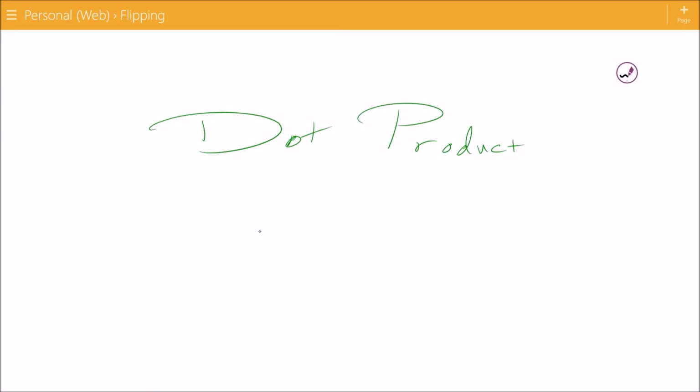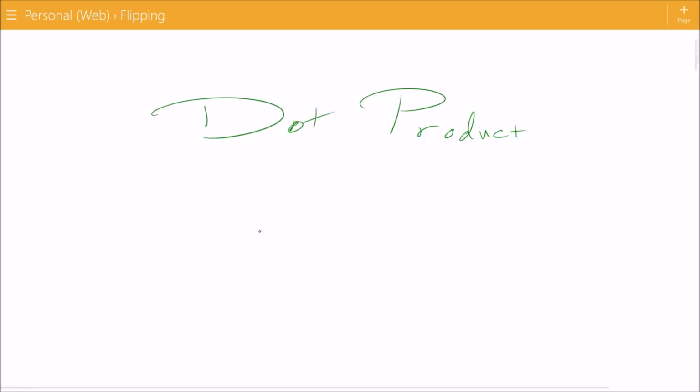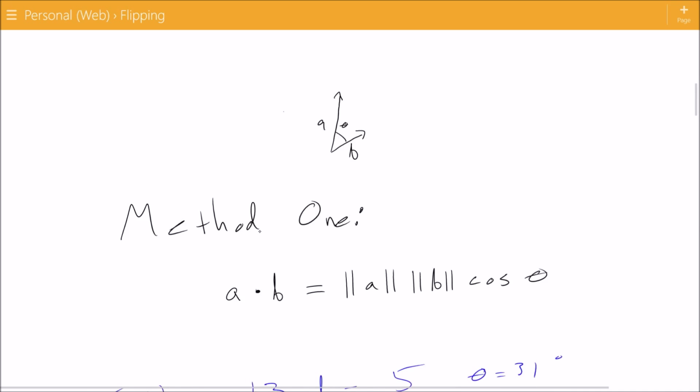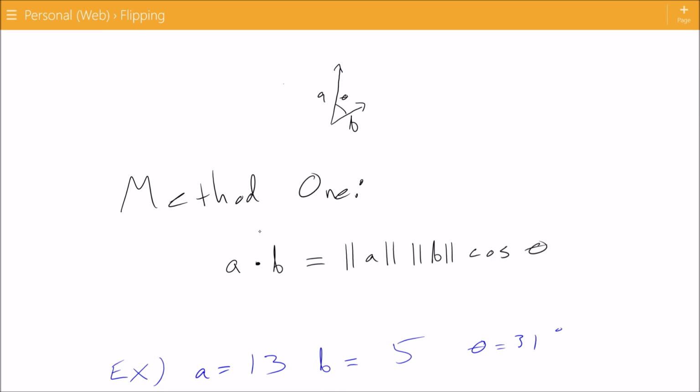Hello, today we are looking at the dot product of vectors and the power that the dot product can give us. So the dot product is very simple. It is not scalar multiplication. It is a very specific type of multiplication, and it is as such.